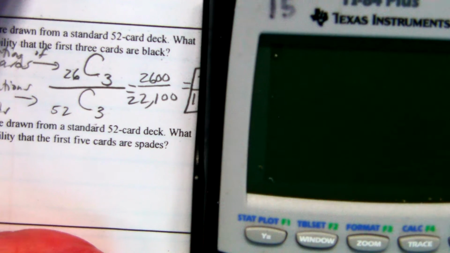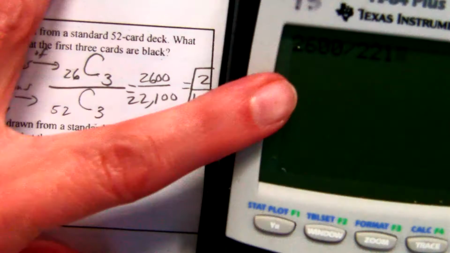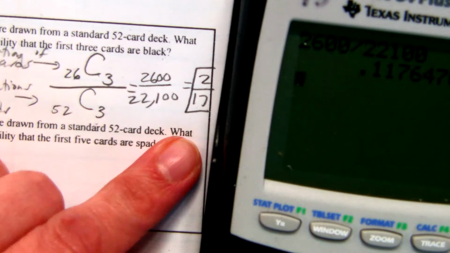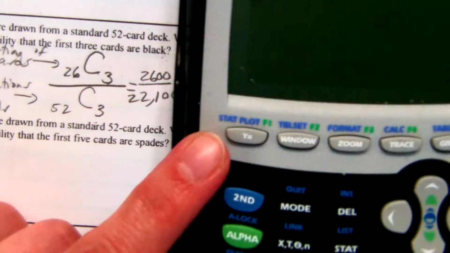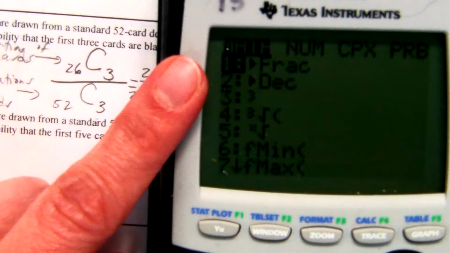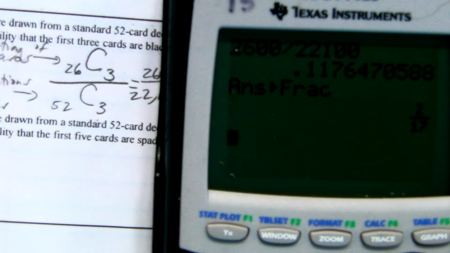Alright, so 2,600 divided by 22,100. That gives you a decimal, and you can change it to a fraction by using the math key. So math, and then you want number 1 fraction, and it'll change it down to 2/17. So what were you saying, Johnny?